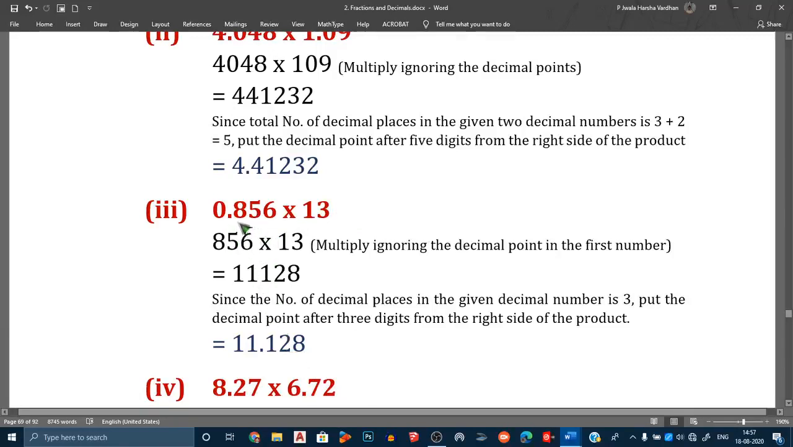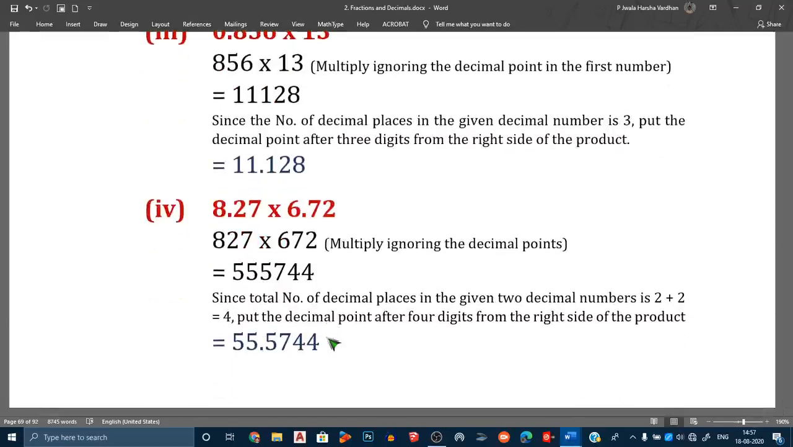So first ignore the decimal point and write 856 into 13 and multiply. You will get 11,128. After getting the product, see only these 3 digits. After leaving 3 digits, we can put a point here. You will get 11.128. Okay, 11.128. Next, 8.27 into 6772.